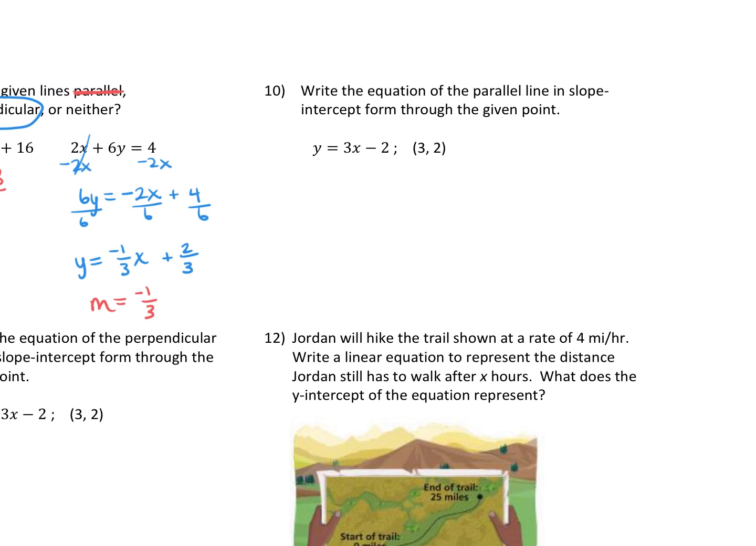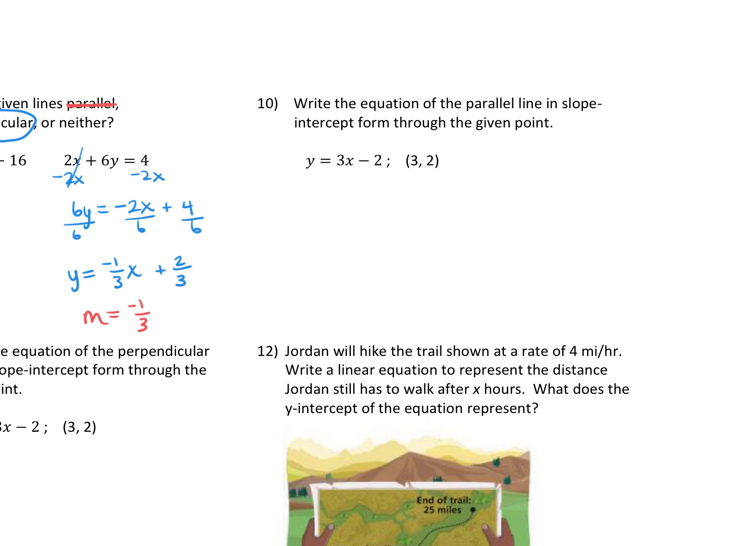All right, number 10, write the equation of the line that's parallel. Write the equation of the parallel line in slope-intercept form. So slope-intercept form is y equals mx plus b, that goes through the given point. Okay, so you guys see the word parallel. I want you to circle it and write same slope. So the reason why we write that is we look at this equation we were given. If we want to be parallel to this line, we want to use the same slope of this line.